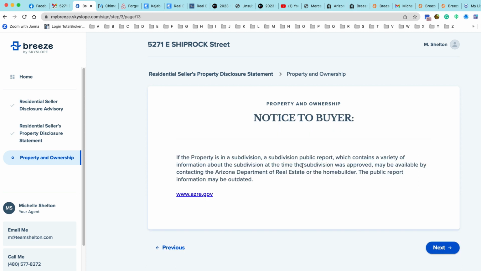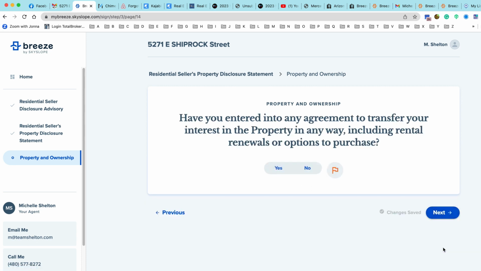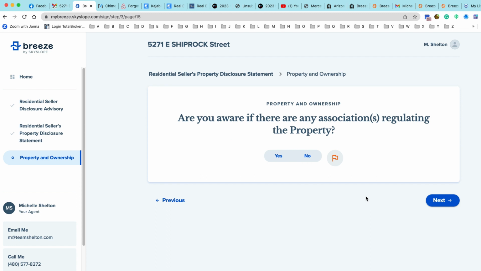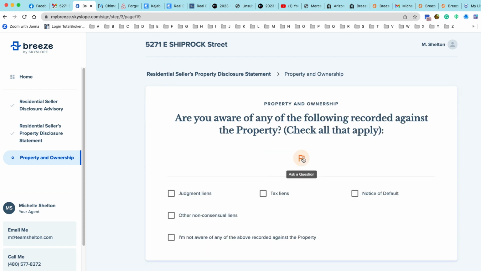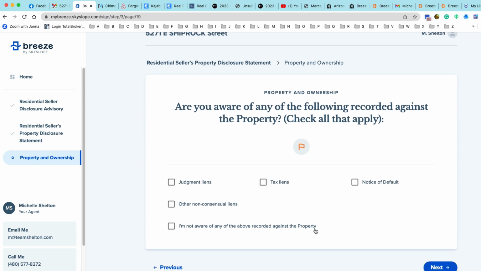No. Notice to buyer. If the property is in a subdivision public report, which contains a variety of information about the subdivision at the time the subdivision was approved, may be available by contacting ADRE or the home builder. The public report information may be outdated. Okay. Have you entered into any agreement to transfer your interest? No. Are you aware if there's any association? No. Are you aware of any of the following accord against the, let's say, no.